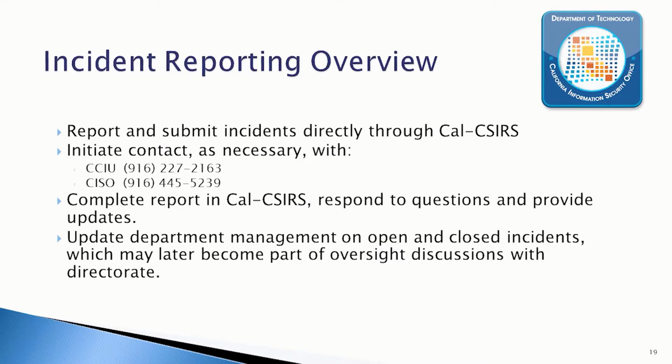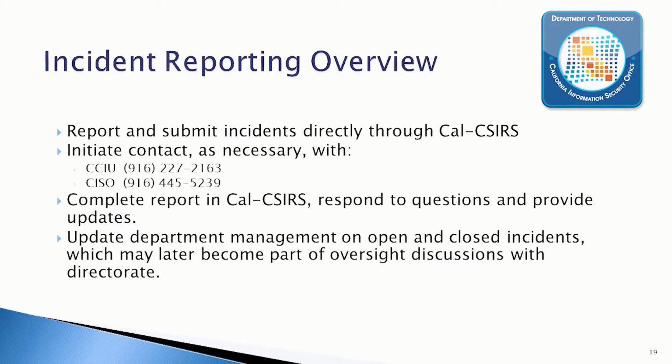In Cal-CSIRS, you'll submit your report through the web. There's a whole separate online presentation on how to create and submit an incident through Cal-CSIRS. But in general, you'll report your incident in Cal-CSIRS through the web. You'll initiate contact with the CHP or with our CISO office if necessary. You'll complete the report in Cal-CSIRS, respond to questions, and provide details as the incident is going and close it out. Once the incident closes in Cal-CSIRS, then the incident is closed.